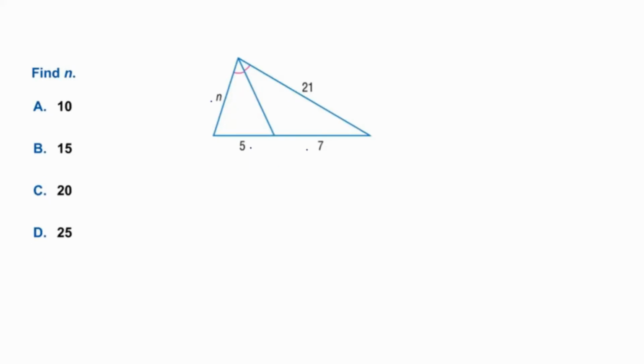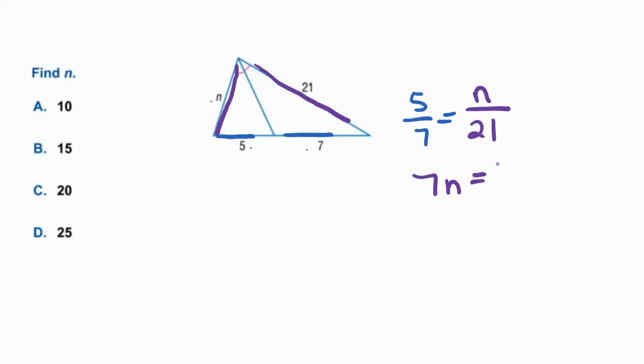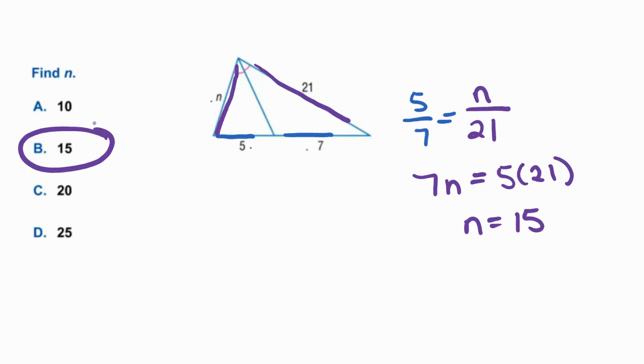Solve for n. So we know that 5 over 7 would equal n over 21. I start with n because that's the one that's adjacent to 5. And we have that n equals 15. And that concludes the lesson for 7.5.